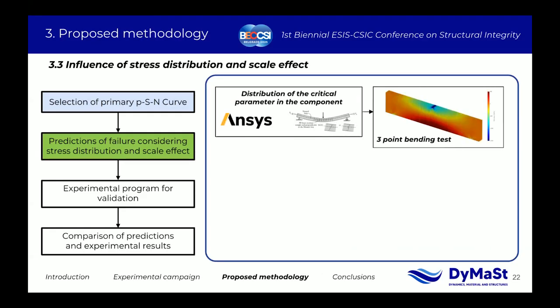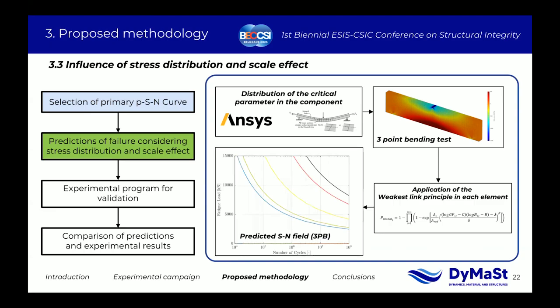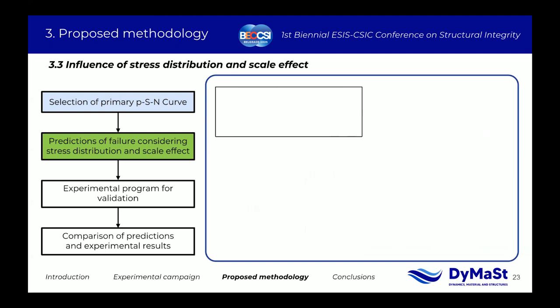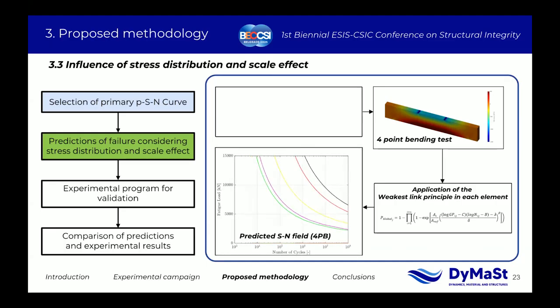These are the results of the principal stresses map for the 3-point bending test. Then we have to apply the weakest link principle for each of the elements, and then we can derive the percentile curves for that case. We can do the same here. I show you the same approach.